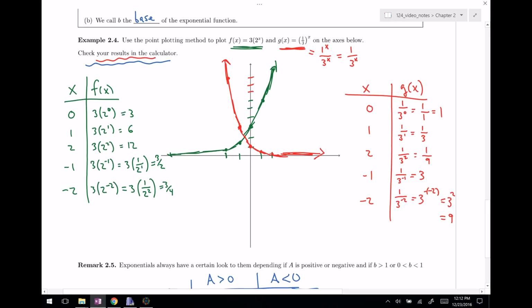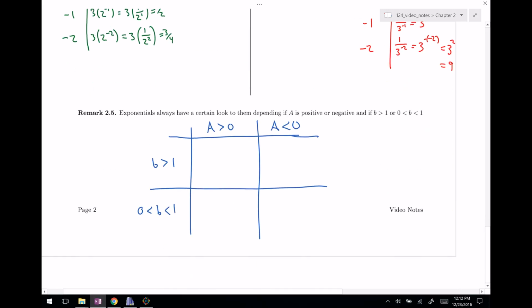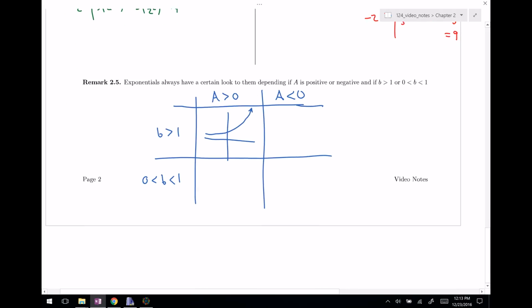So in this first case, f of x, you can see our A was positive, 3, and our B value, our base, was 2. So this was greater than 1. And in this case, it zoomed off. It was increasing, something like this. So that's what the look was. In the second case here, our A value was technically a 1, and our B value was actually less than 1. It's 1/3, that's our base. So we're in this case down here.